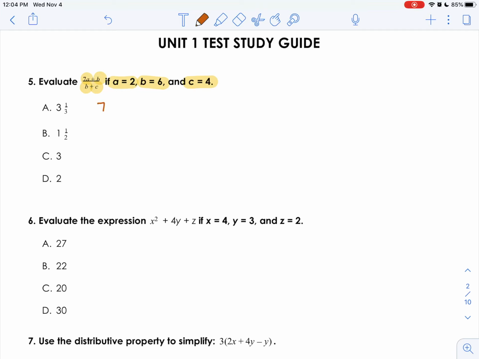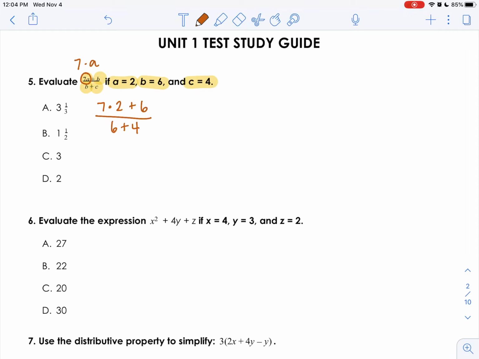7, be careful here. If I just plug in 2 for A, it looks like 72, but actually 7A means I'm multiplying 7 times A. So I need to use the times sign, so 7 times 2 plus B, which is 6, all over B, which is 6, plus C, which is 4.